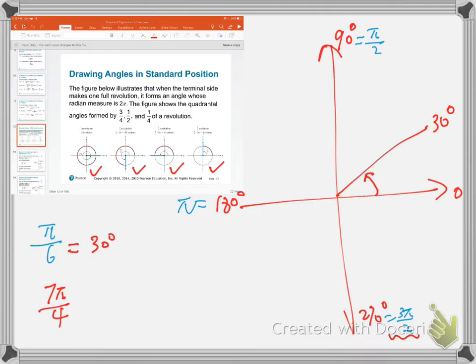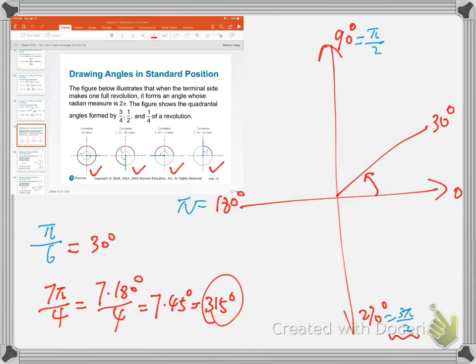If you don't know that, you just change it to degree measure. So 7 times 180 divided by 4, which is 7 times 45 degrees. So this is 315. Where's 315? It's bigger than 270 and less than 360, so you know it's in the last quadrant. It's here.